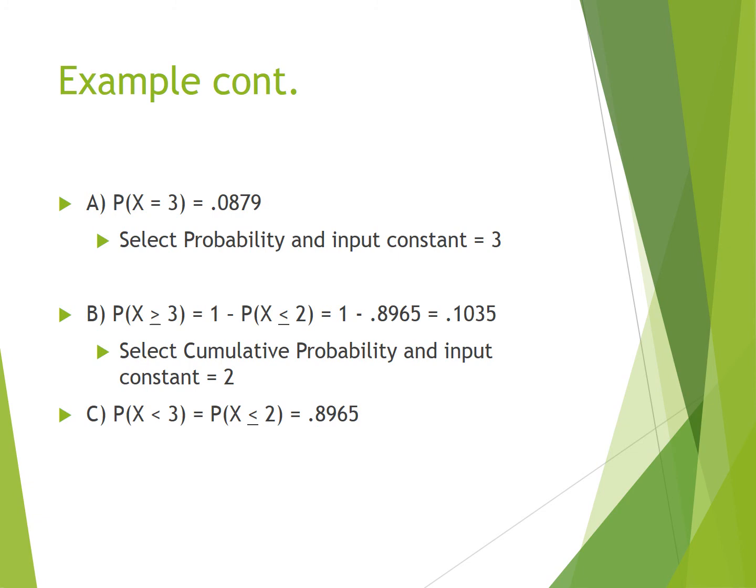So about 10.35% are greater than or equal to, or at least, 3. The third one said strictly less than 3. Less than 3 does not include 3 in counting numbers, so the next counting number down is 2. We found that in part B. Remember, that value was 0.8965. You are going to get lots of practice with this in your Minitab lab, and you can also look at more examples in your book.